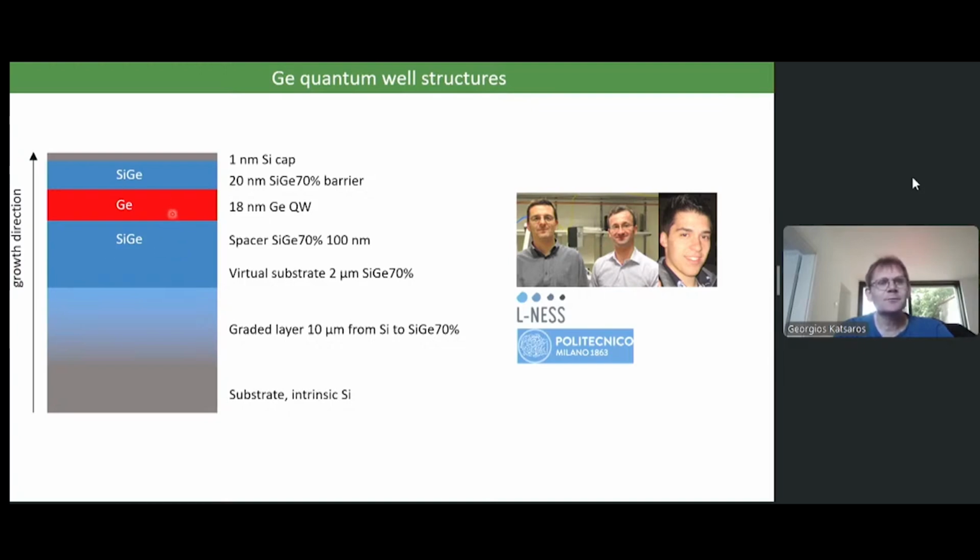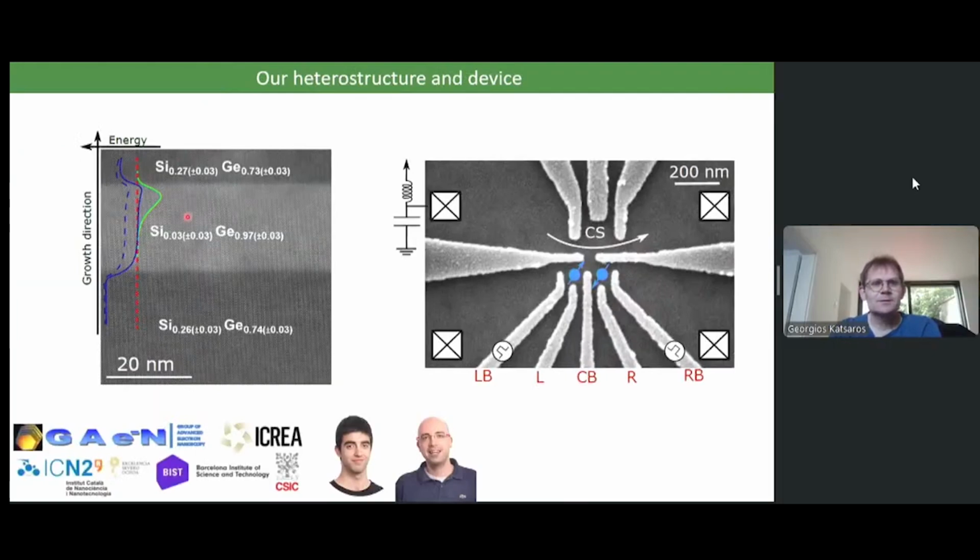Then we have our quantum well. Then they have a 20 nanometer silicon germanium spacer. And finally, they finish with a 1 nanometer silicon cap, the purpose of the silicon cap being to avoid the oxidation of germanium, as germanium oxides are rather nasty and one does not want to deal with it.